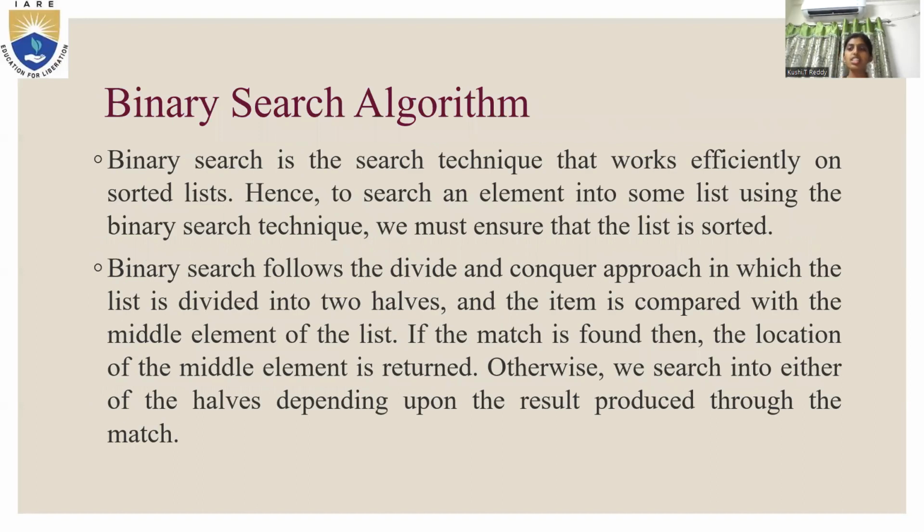So the next one is binary search algorithm. Binary search is a search technique that works efficiently on sorted lists. Hence, to search an element in some list using the binary search technique, we must ensure that the list is sorted. Binary search follows the divide and conquer approach in which the list is divided into two halves and the item is compared with the middle element of the list. If the match is found, then the location of the middle element is returned. Otherwise, we can search into either of the halves depending upon the result produced through the match.